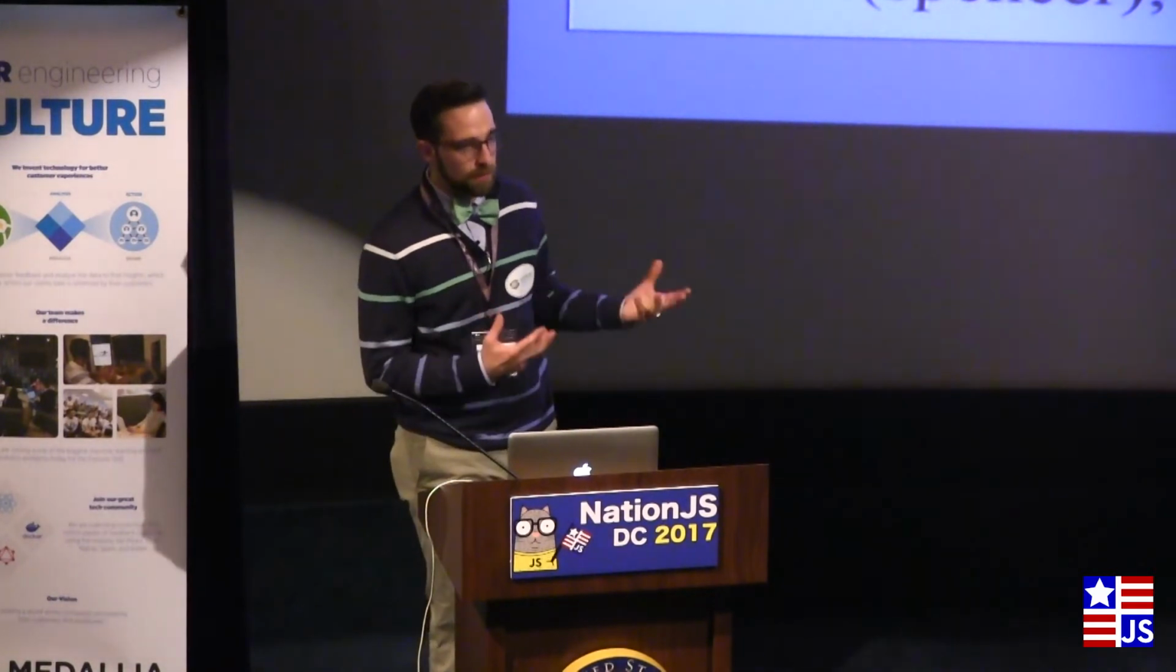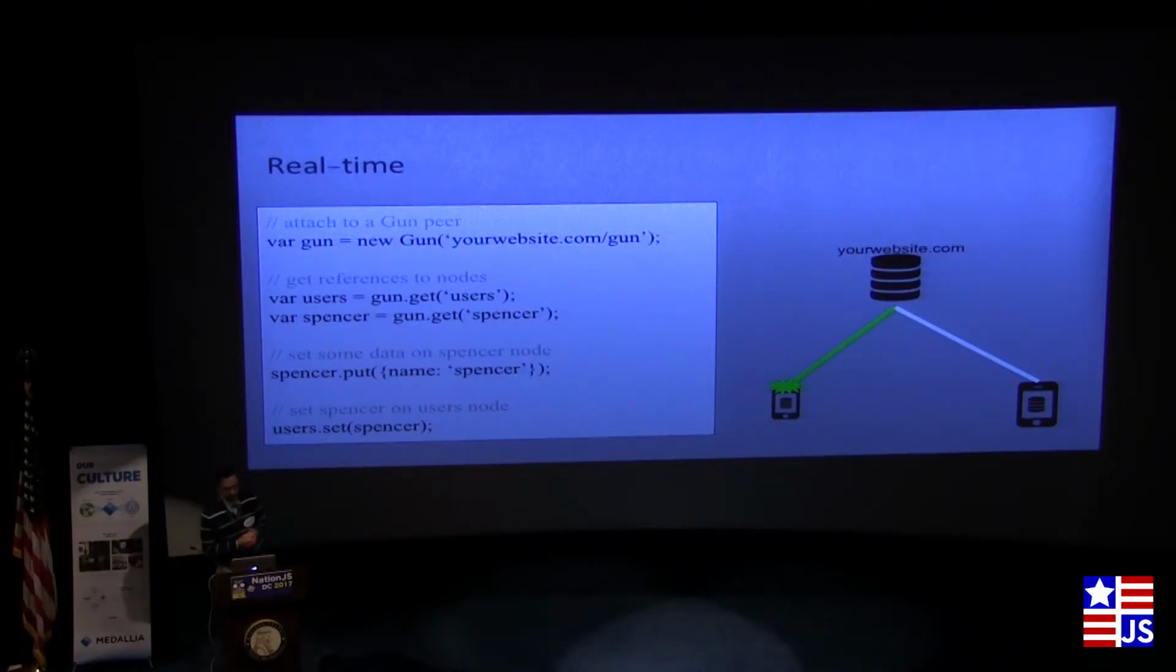So this is all the code that you would need to publish an update. You grab a node, you put some data into that node. Gun takes care of publishing that out into your mesh network. And that's really all there is to say. Once it's published, Gun will distribute it through your network.